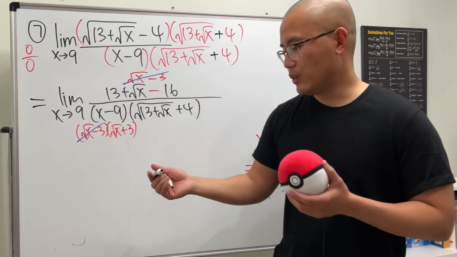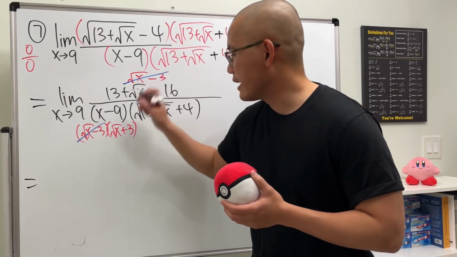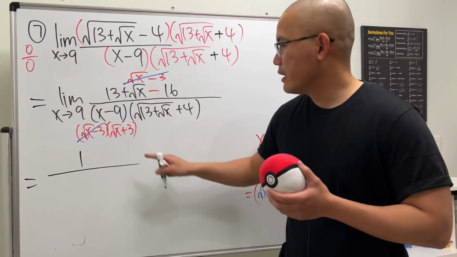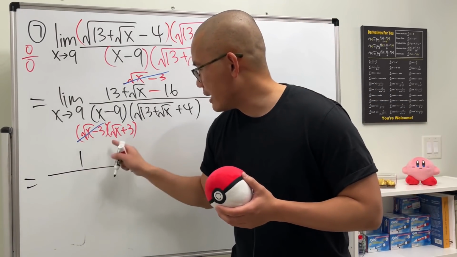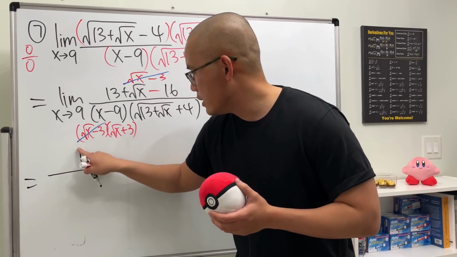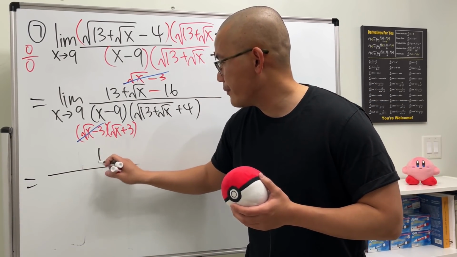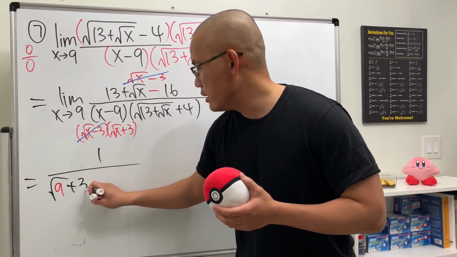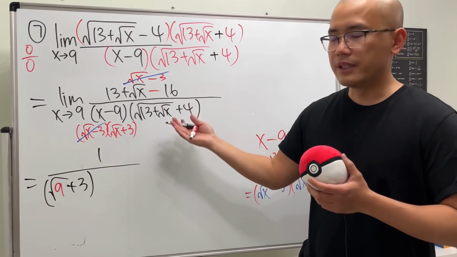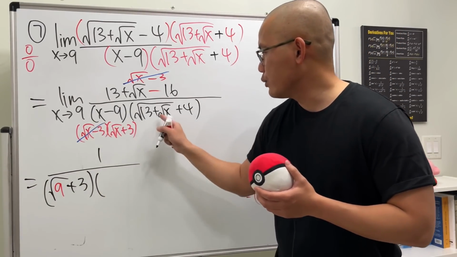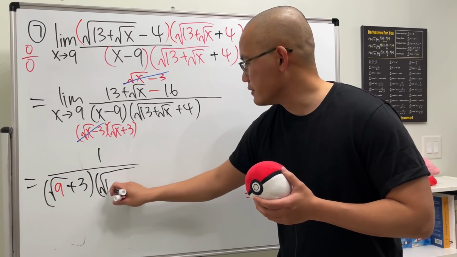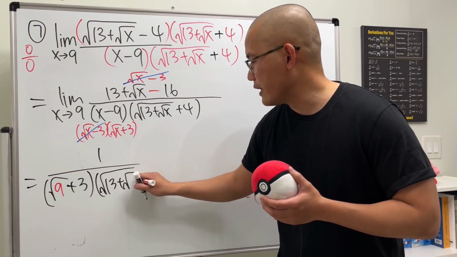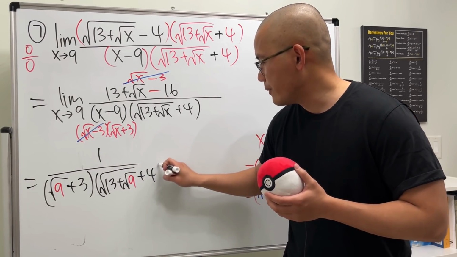Just plug in 9 and then see what happens, right? So we get 1 on the top over, we just have this factor now on the bottom, right, from here. And then let's see, we will have square root of 9 plus 3 in the first parentheses. And then for the second one, again, plugging 9 to here. So we have square root of 13 plus square root of 9 and then plus 4.